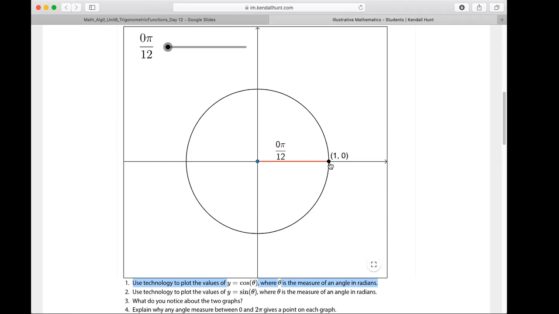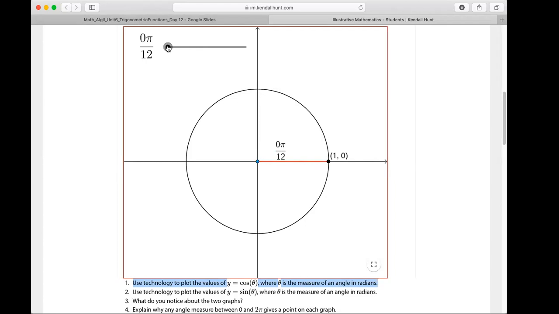And so what they can do is for each angle, they can see what's going on here. And this is actually really important. They don't want to move this. You want to remind them not to move this part right here. Only move the slider, because that'll give you the true coordinates on the unit circle.